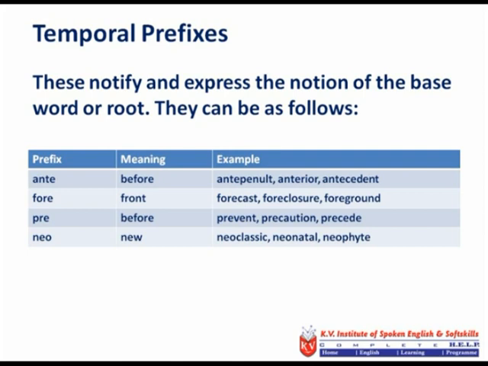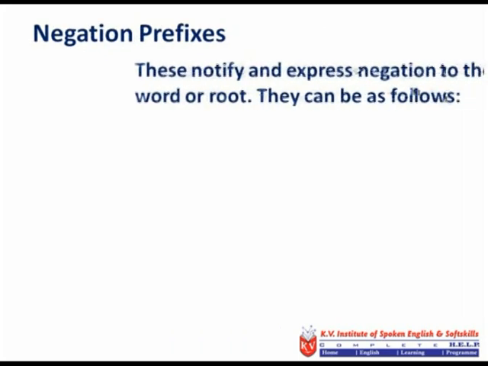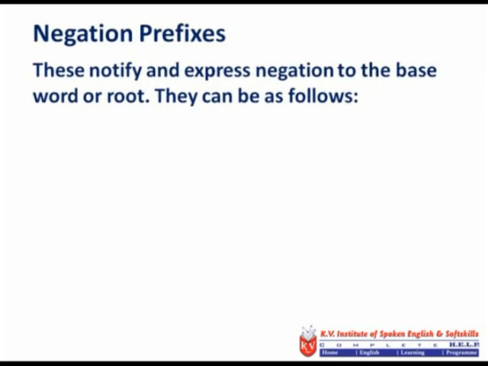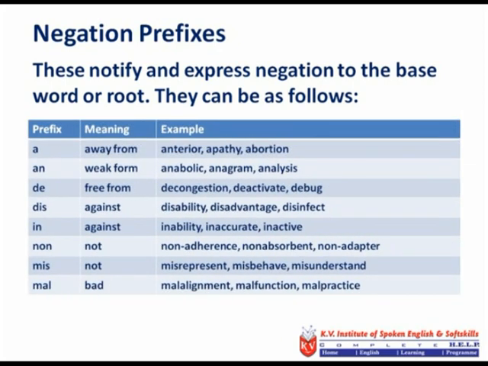Neo means new. Neoclassical, neonatal, and neophyte. Now let's see negation prefixes. These notify and express negation in the base word. A means away from, which is anterior. Apathy, abortion. An means weak form.